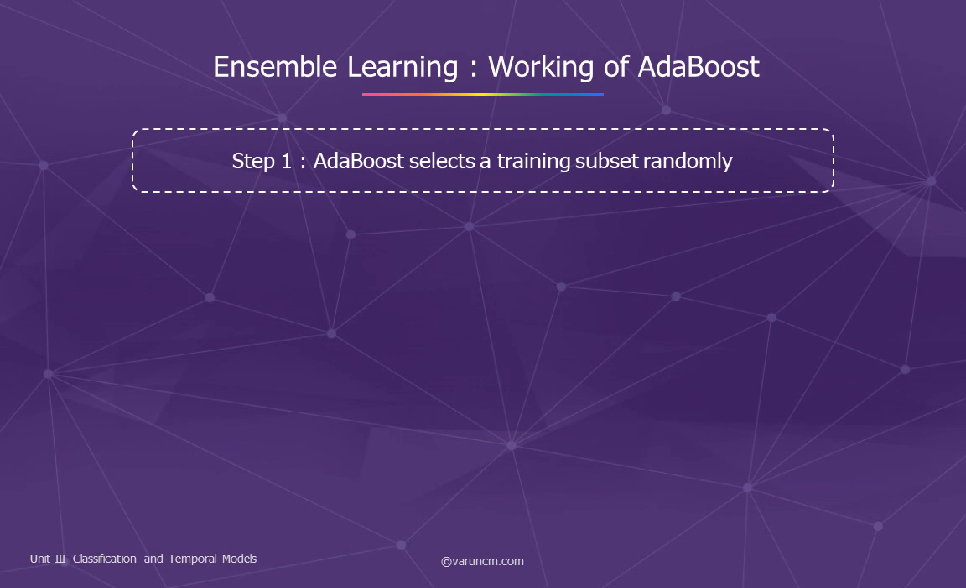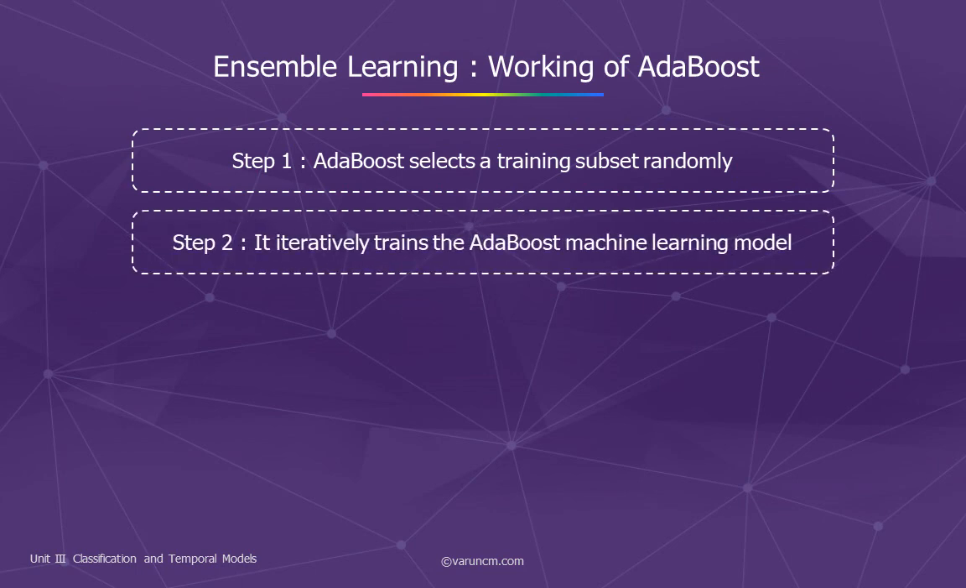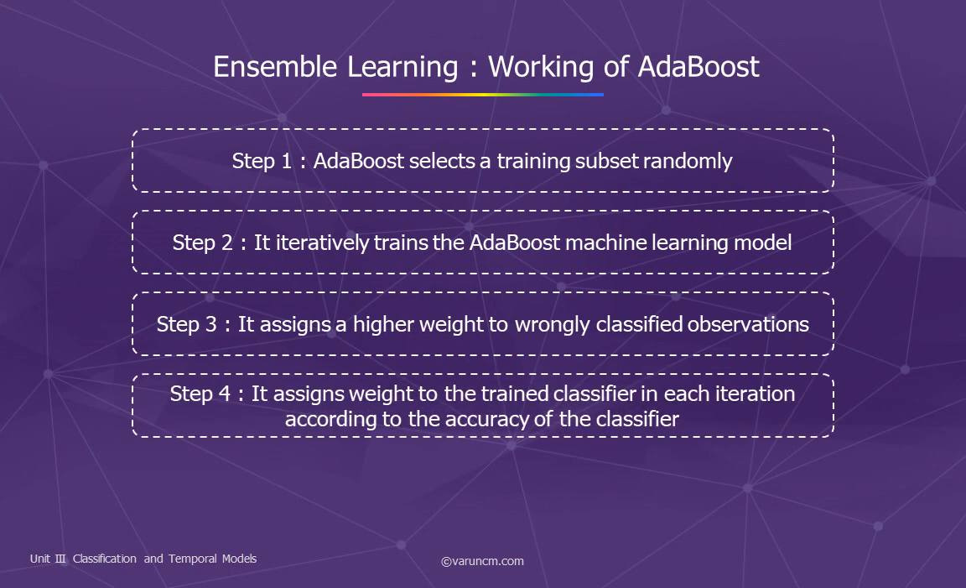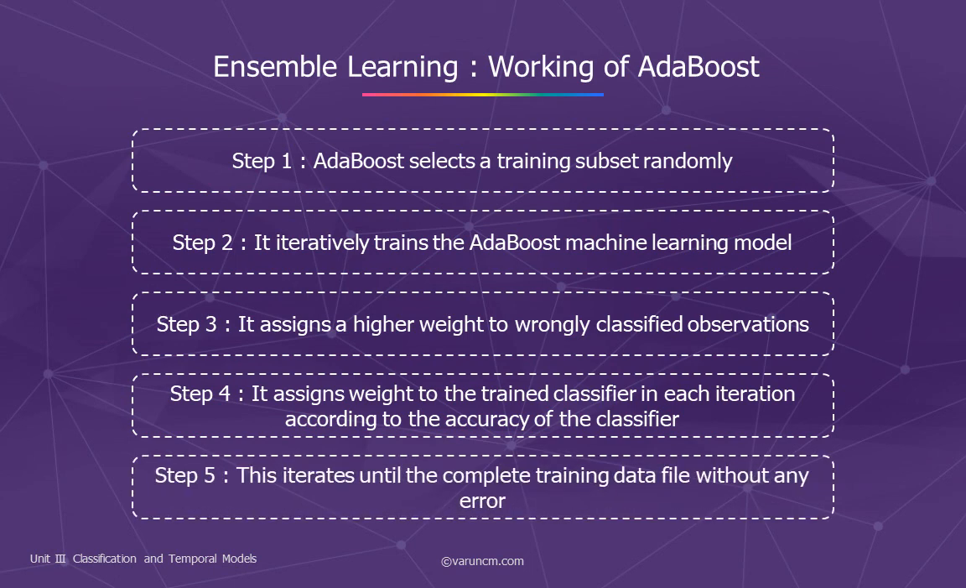So here in step 1, it selects a training subset randomly, then it iteratively trains the machine learning model, then it assigns a higher weight to wrongly classified observations, and it assigns a weight to the trained classifier in each iteration based on the accuracy of the classifier. And the last step is it iterates until the complete training data is fitted without any error. So these are the steps by which Adaboost is working.